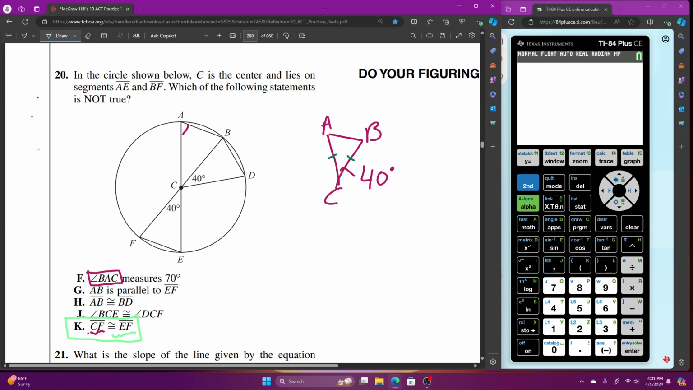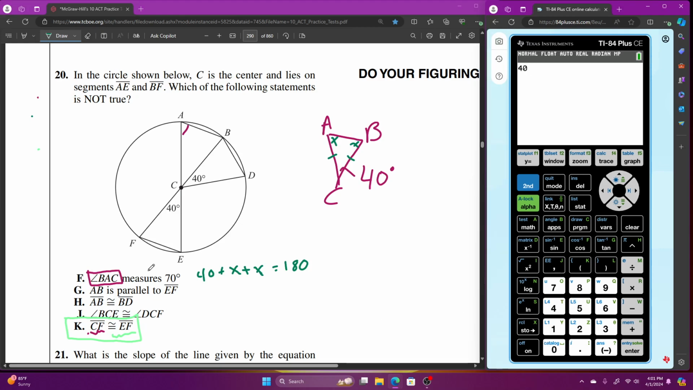And I know my three angles inside of my triangle have to add up to 180 degrees. So if we call this angle X and angle X, they have to be equivalent. So 40 plus X plus X has to be equal to 180 degrees. Okay, so let's put that on the calculator. It says that angle A, or X, is 70 degrees. 40 plus 70 plus another 70. Yes, indeed, that does equal 180 degrees.